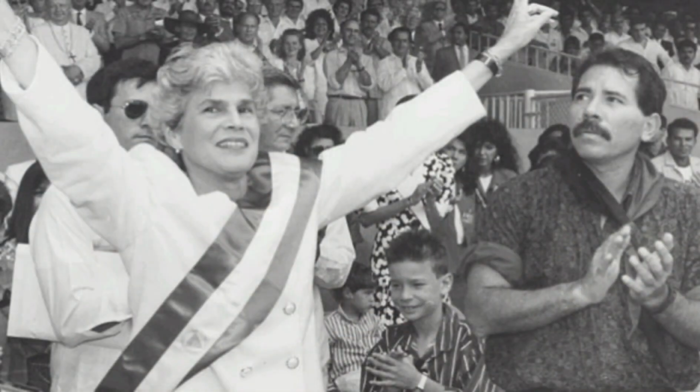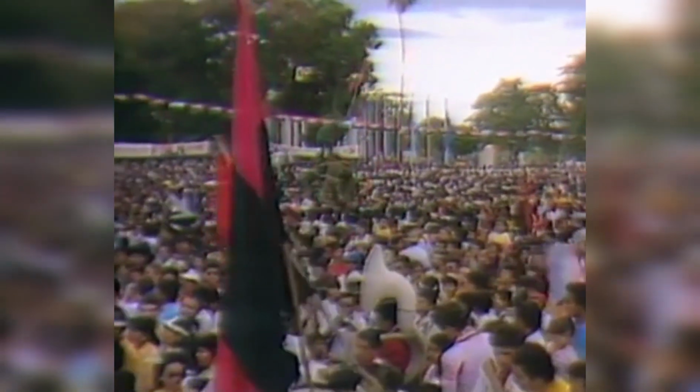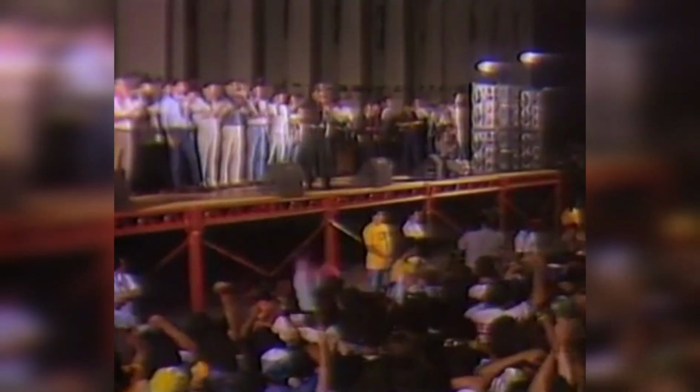In 1990, under international pressure and internal discontent, the Sandinistas agreed to hold free elections. Violeta Barrios de Chamorro, a member of the opposition, won the presidency, bringing an end to Sandinista rule. This transition represented a significant shift in the country's political landscape.